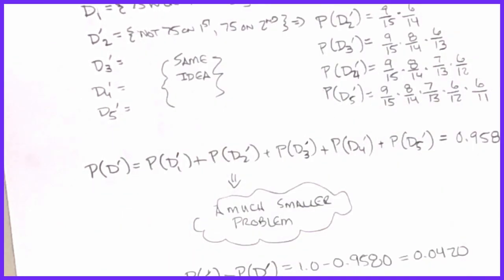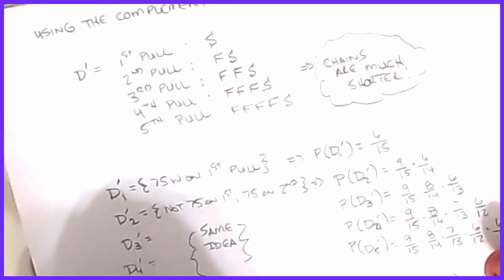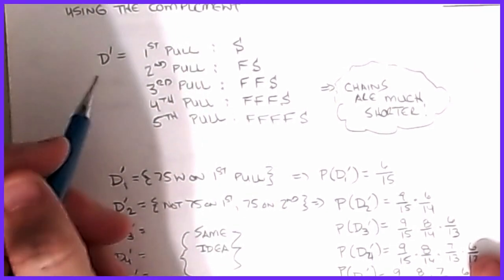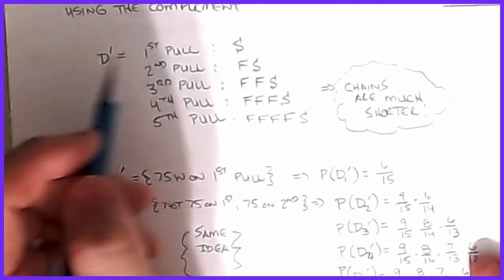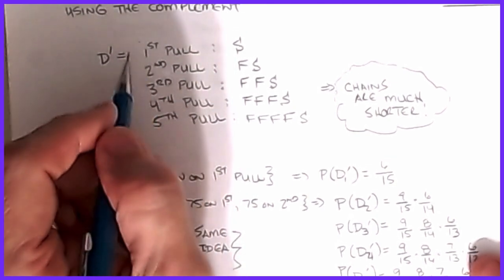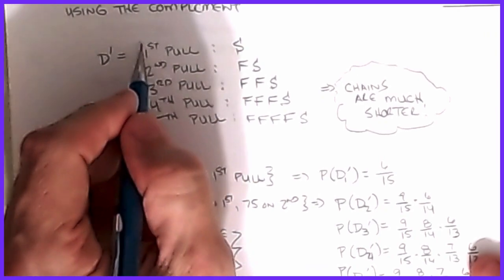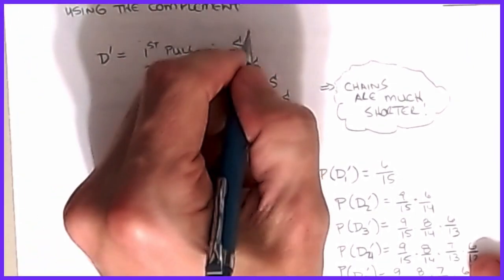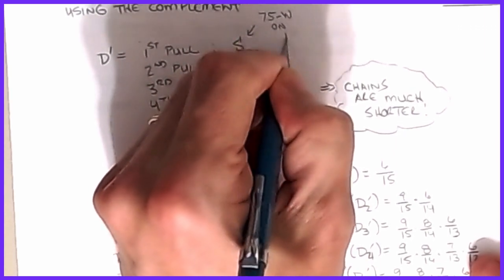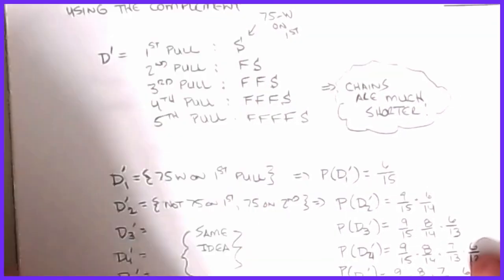All right, so now let's try looking at this in a different way. What I'm going to suggest is let's use the complement of our event D. Our event D was to have 6 or more, 6, 7, 8, 9, or 10. Well, if we take the complement of D, then it's not those cases. So I'm going to define event D as being that I get the 75 watt bulb on the first pull. It's a success.